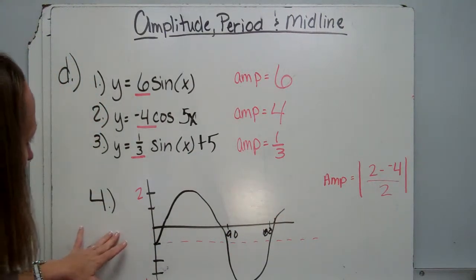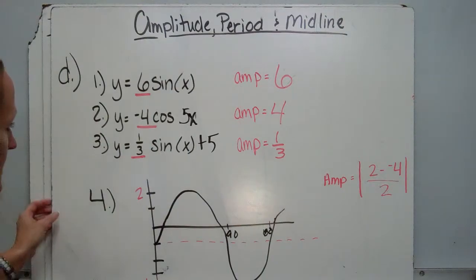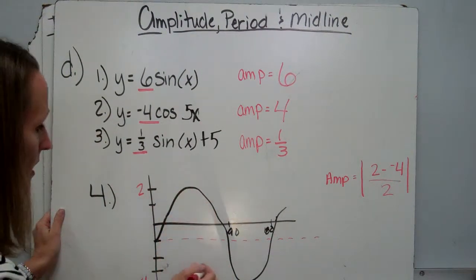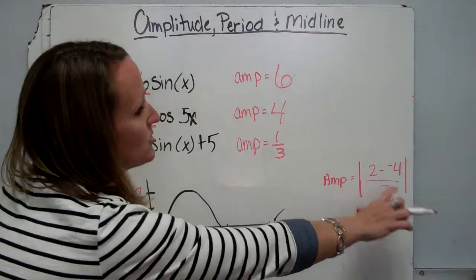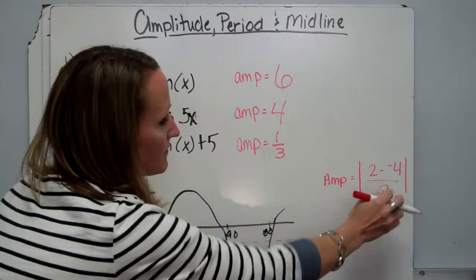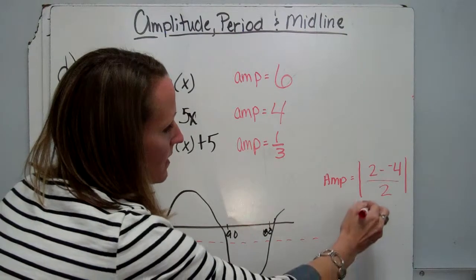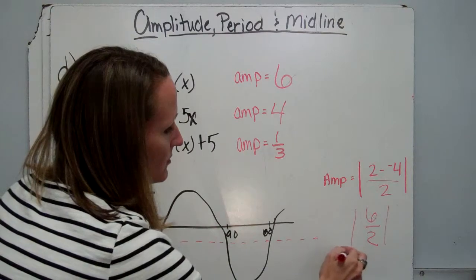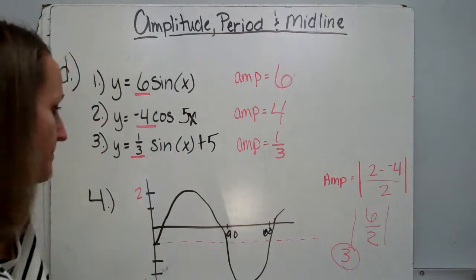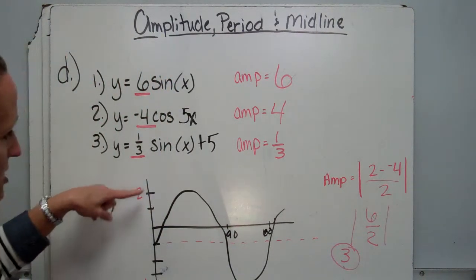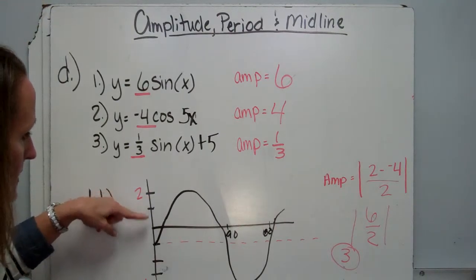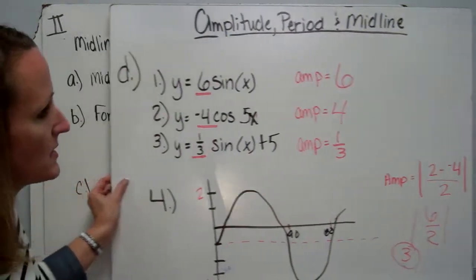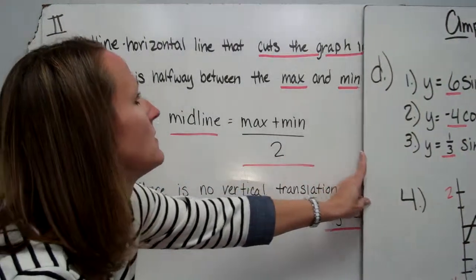If you look at this graph, hopefully you can see it goes from all the way up to 2 down to negative 4. So we can just take it and use our formula. 2 minus negative 4, which gives us the absolute value of 6 over 2, which is going to give you an amplitude of 3, which you also could have actually counted: go down 1, 2, 3, and come up 1, 2, 3. Okay, I'm going to slide this border because I need it again.